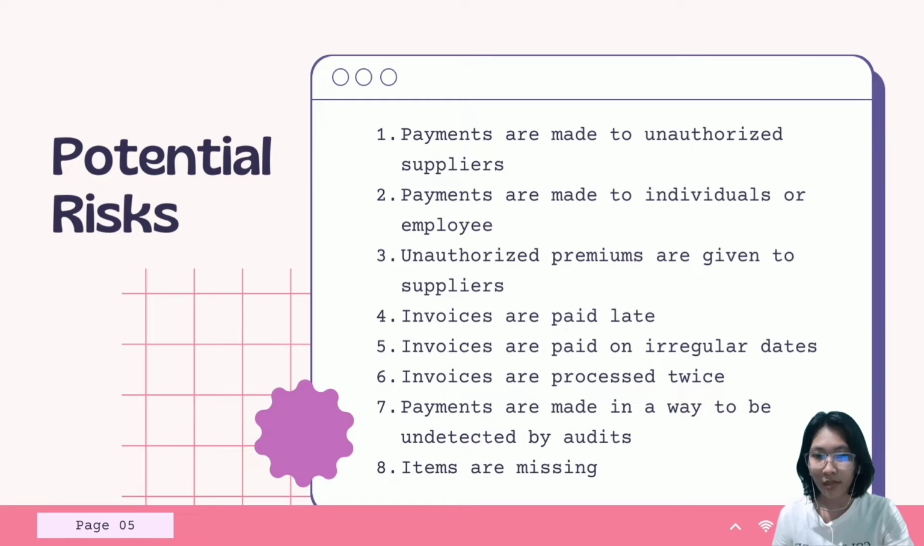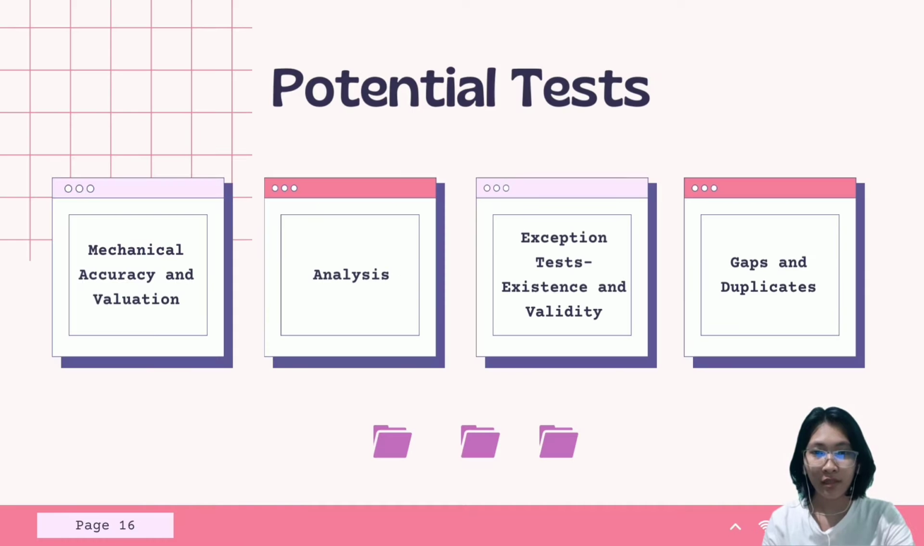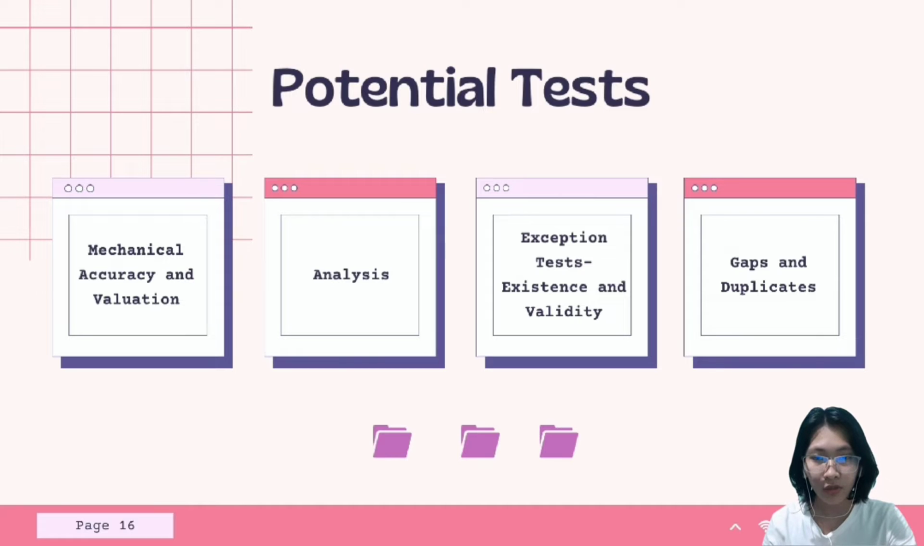8. Items are missing. The potential tests that can help address those risks will include: first, mechanical accuracy and valuation, such as checking transaction totals to the balance on each account. Second, analysis, by stratifying the size of payments and extracting any exceptional high payments. Third, exception tests, existence and validity, to unauthorized suppliers by matching the payments and authorized suppliers lists. And last, gaps and duplicates, to test for missing items or gaps in the check number sequence.